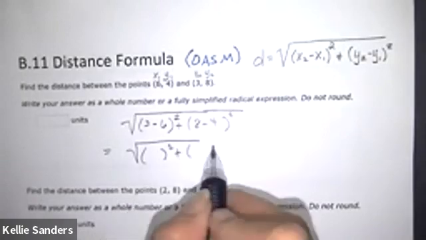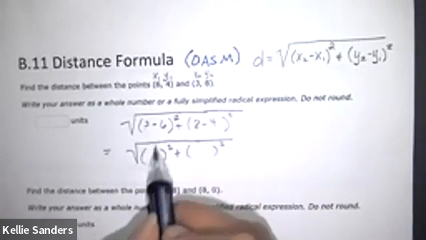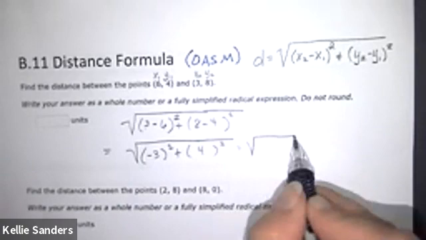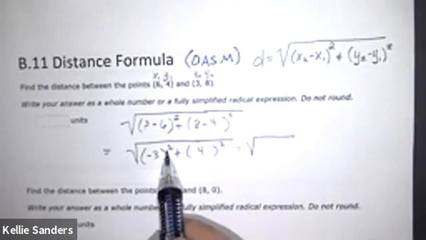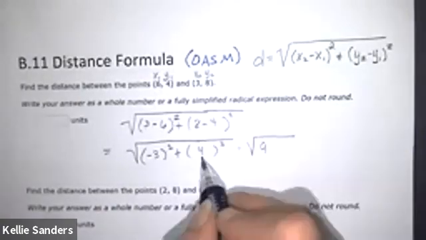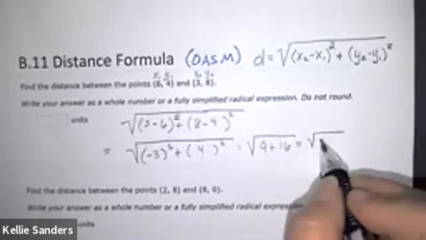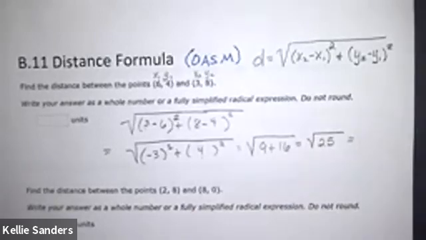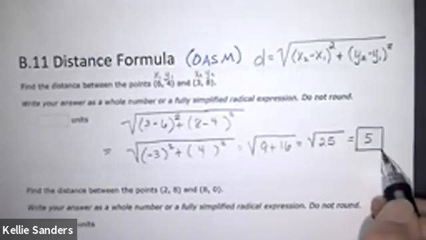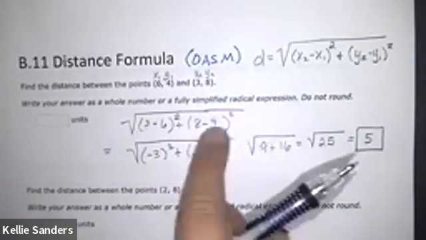So now we're going to do that one more time, and we're going to do the subtraction. 3 minus 6 is -3. 8 minus 4 is 4. Squaring means multiply by itself, so -3 times -3 is 9. 4 times 4 is 16. 9 plus 16 is 25. The square root means what was multiplied by itself to get 25, and the answer is 5. The hardest part is writing it down.